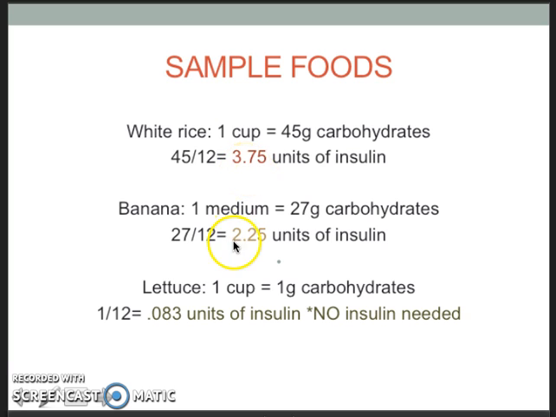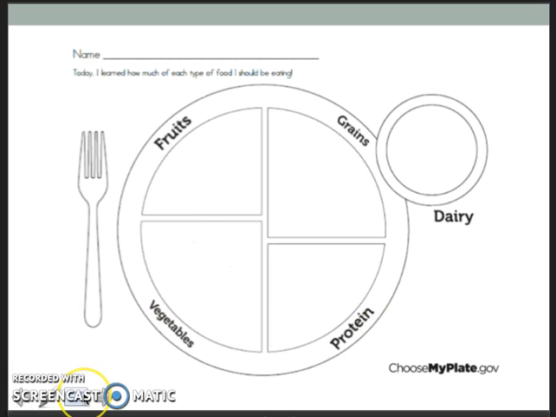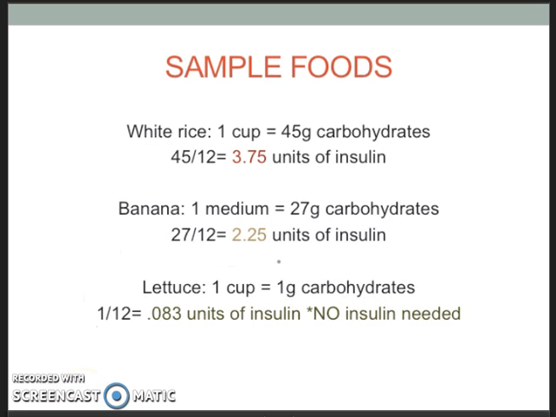Next is one medium banana, which has 27 grams of carbohydrates. So we then divide 27 by 12 to get 2.25 units of insulin. And then lastly is 1 cup of lettuce, which has only 1 gram of carbohydrates. So 1 divided by 12 equals 0.083, which we can round down and say that no units of insulin are needed.